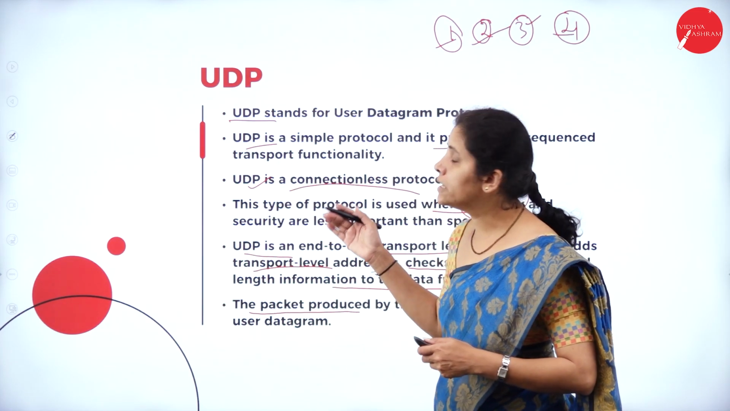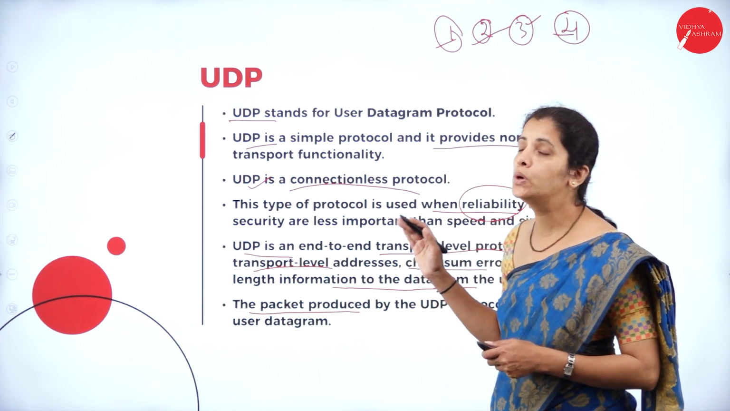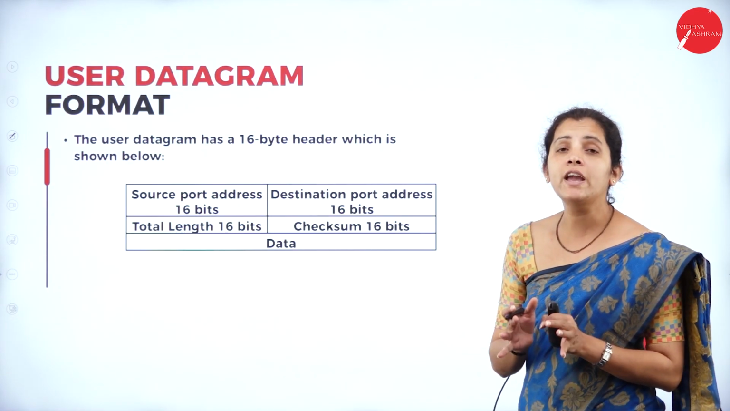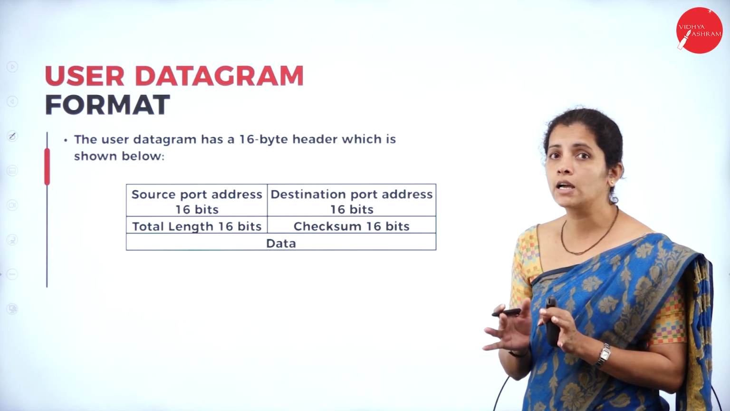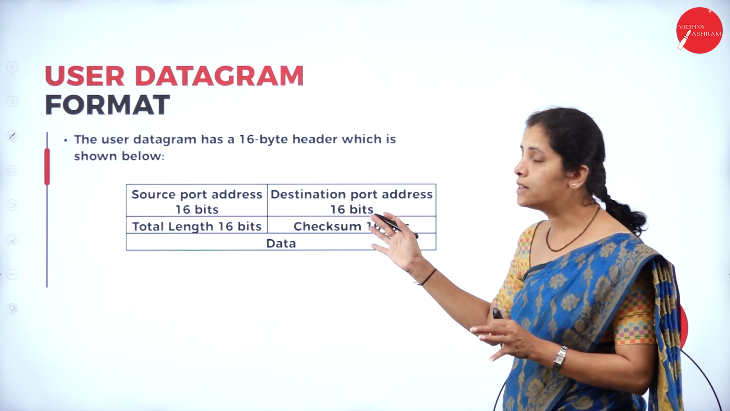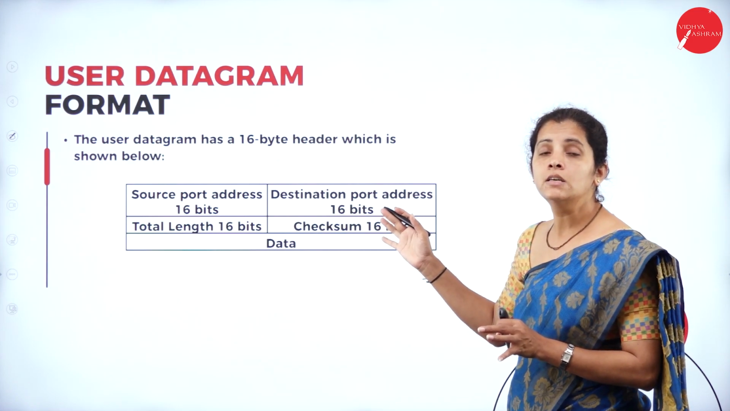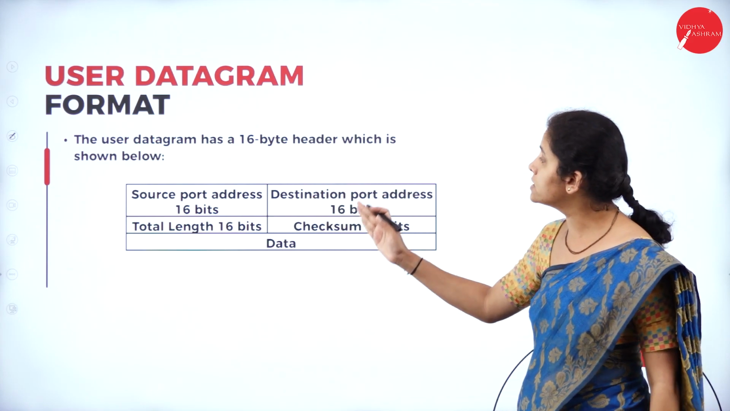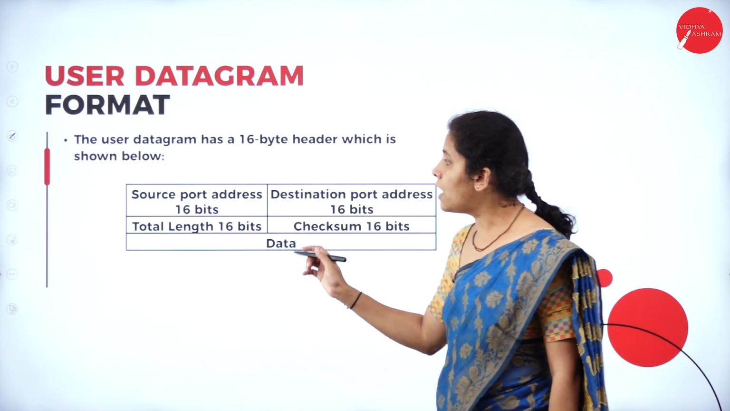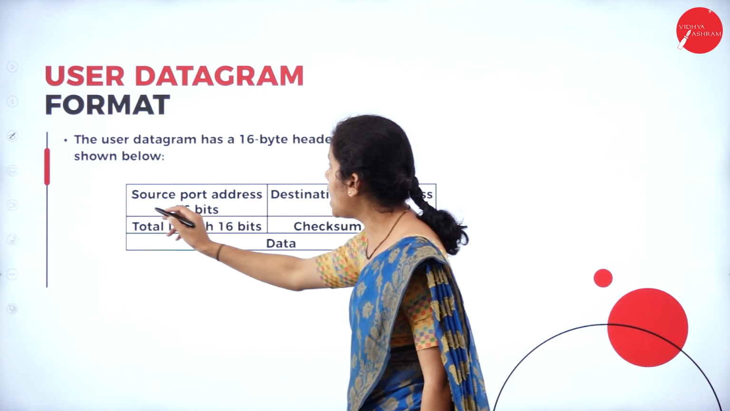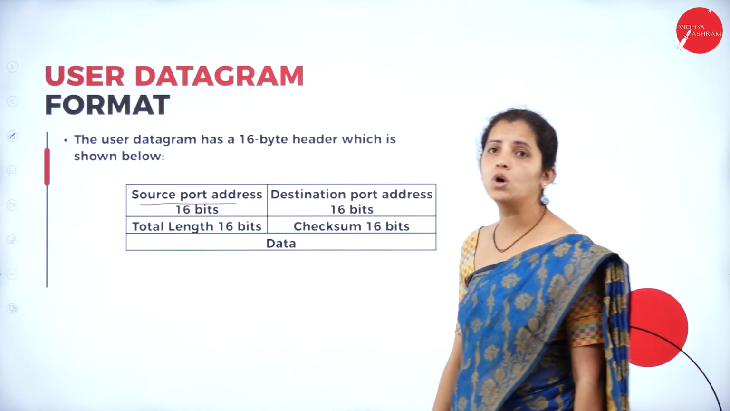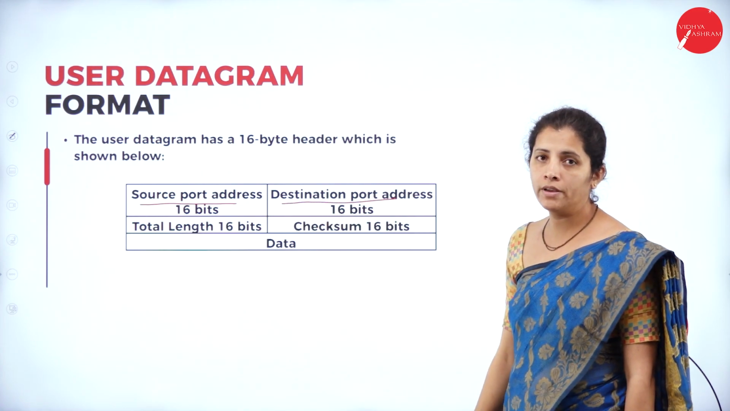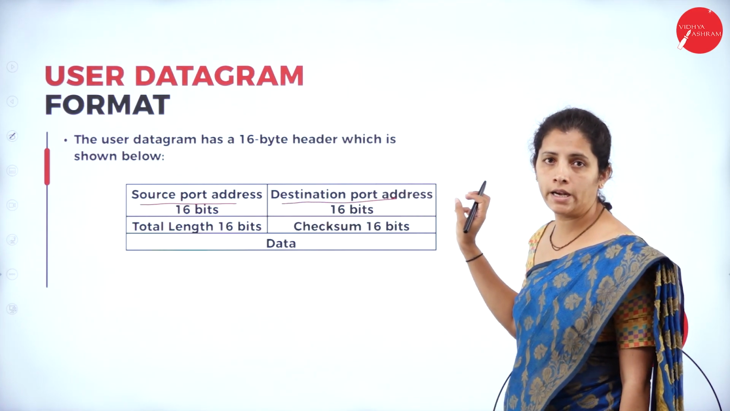So these are the certain functionalities of UDP. Now, if I consider the frame format of user datagram protocol, what is the length of the frame here? It is 16 bytes. It's further divided into 2 16 bits. So the first 16 bits are for the source port address and the second 16 bits only for the destination port address.